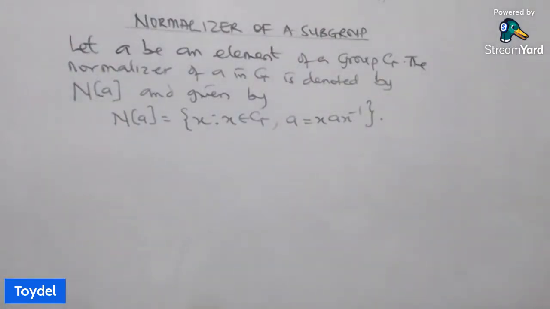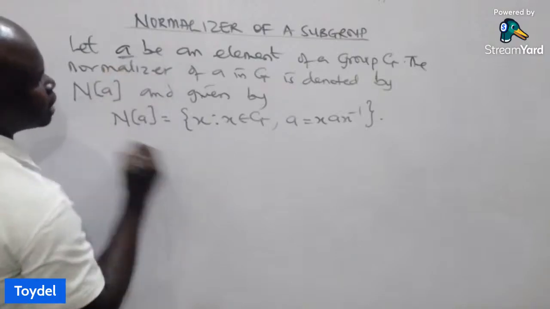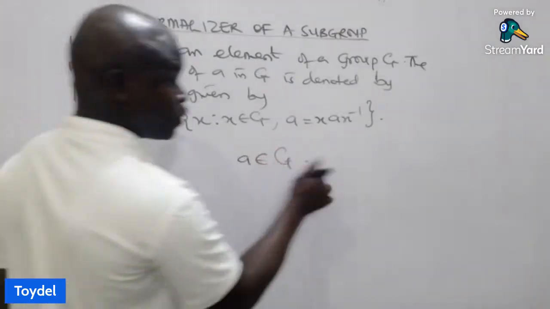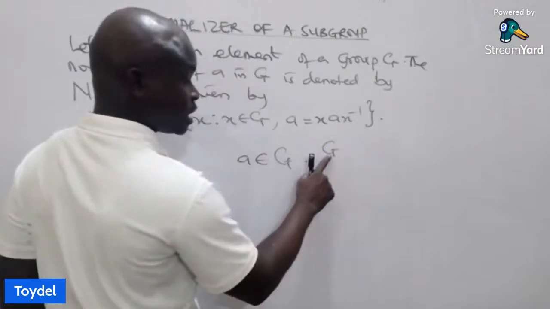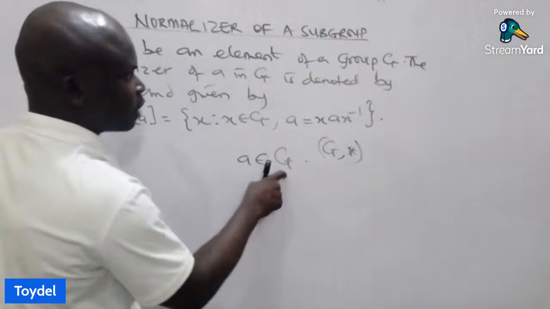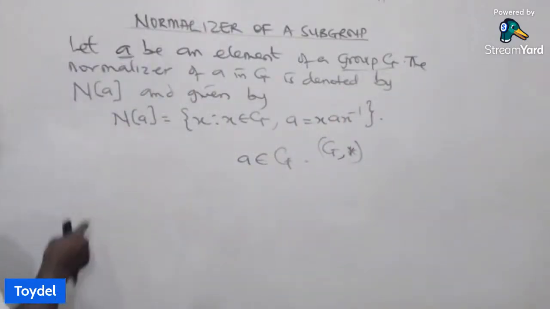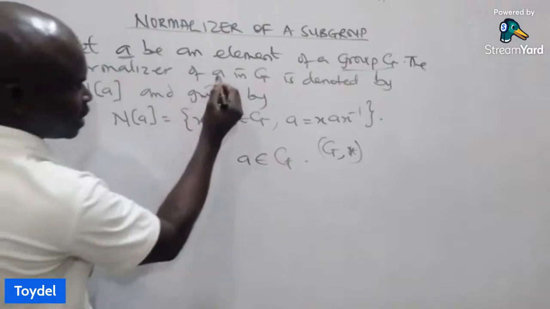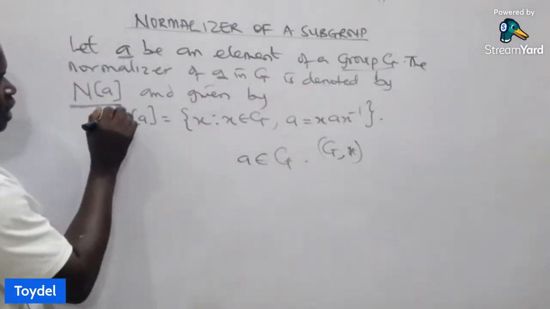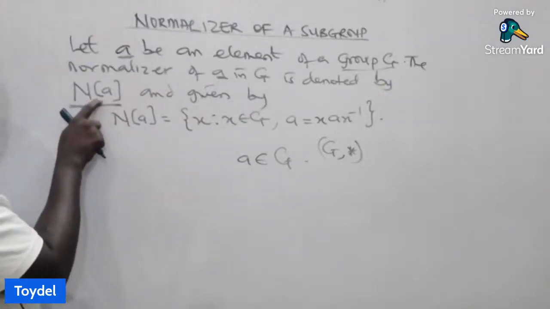Now let's look at this. Let a be an element of a group. That is, a is an element of a group. And of course, a group is a non-empty set with a binary operation, so a is an element of that group. Let a be an element of a group G. Then the normalizer of a in G is denoted as N(a).